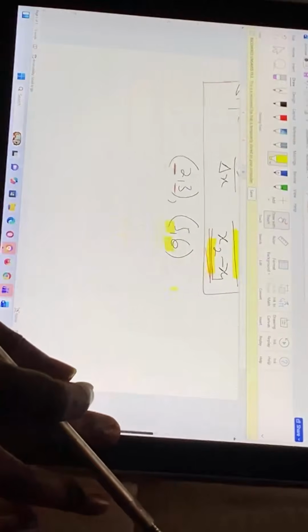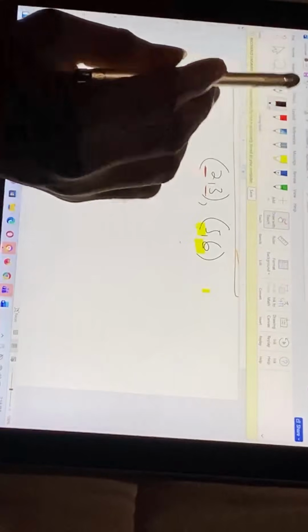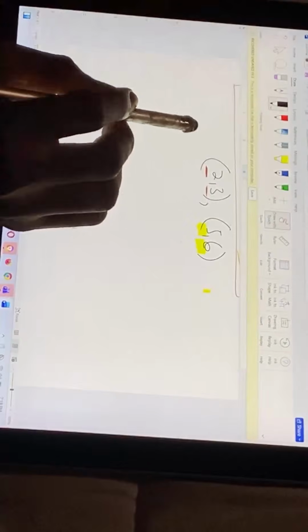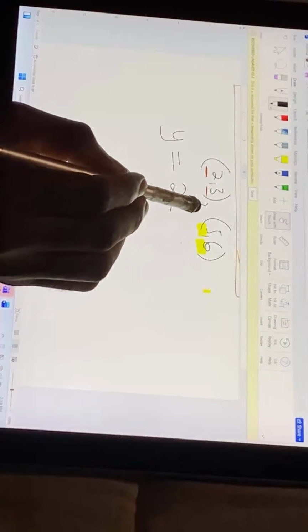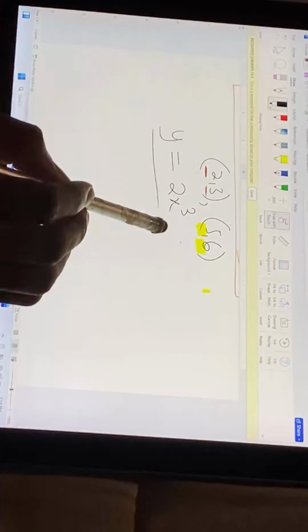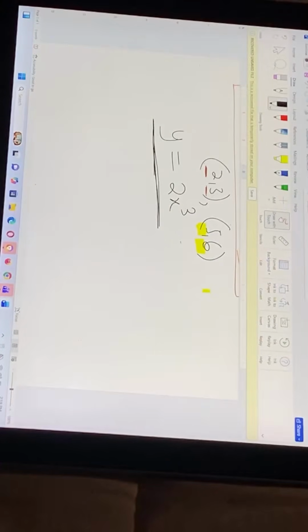But if the equation is in a function and you are asked to find slope or gradient or tangent, if I have something like this, a function here, y is equal to 2x raised to the power of 3, and you're asked to find the slope of this function, we differentiate to get the slope.